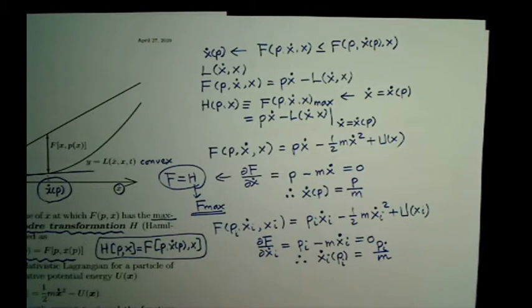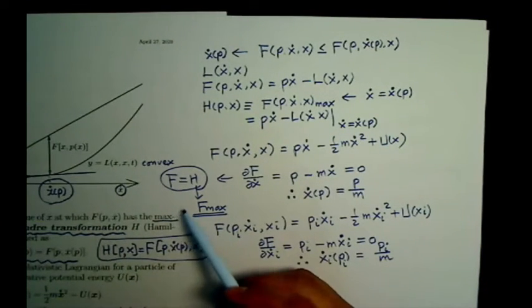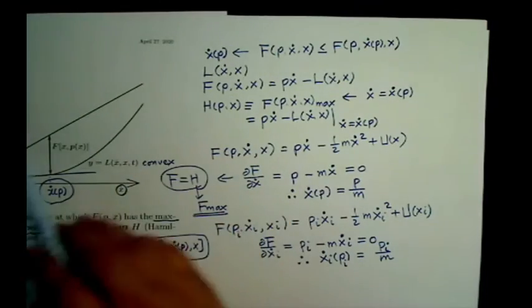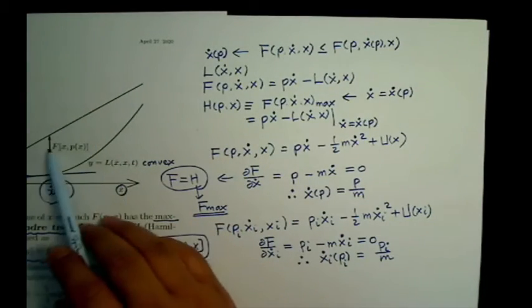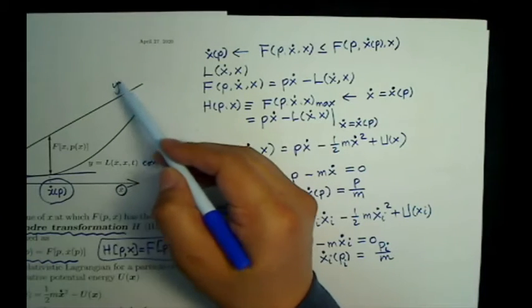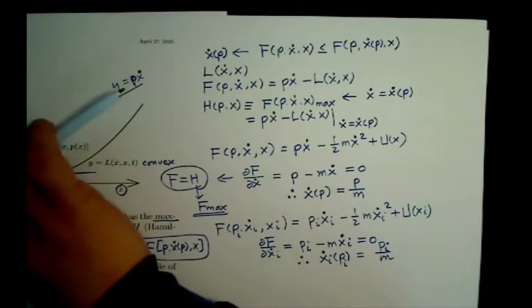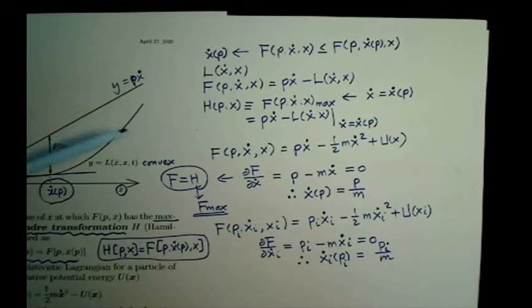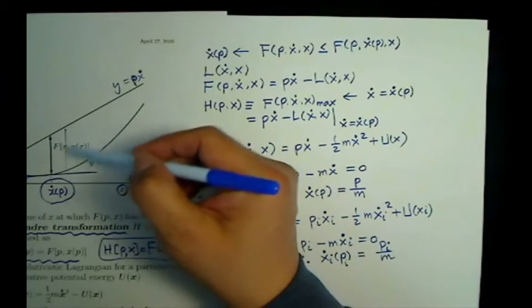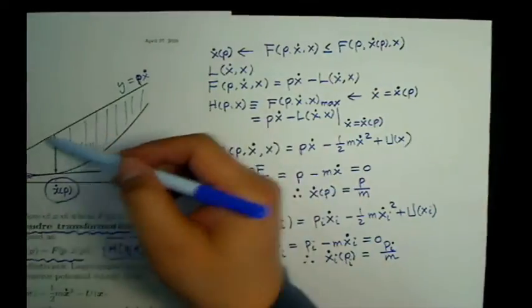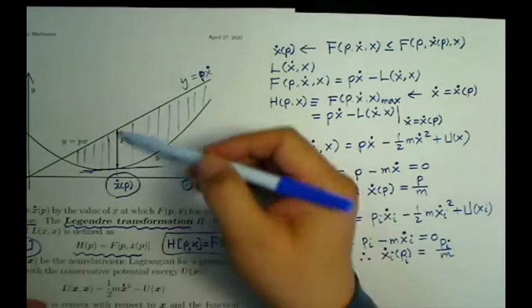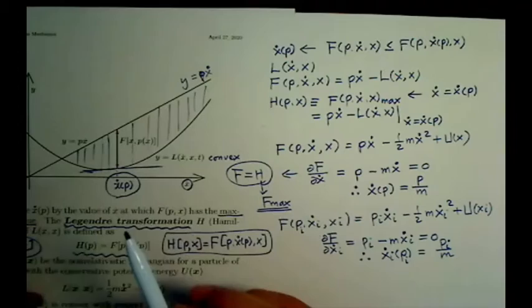We have a Lagrangian which is a convex function with respect to x dot, which has a minimum, and we draw a straight line passing through the origin with slope p. Y equals p x dot. We draw this straight line and subtract the Lagrangian from it, and we find the difference. What we want to find is the maximum value of the difference of these two functions.